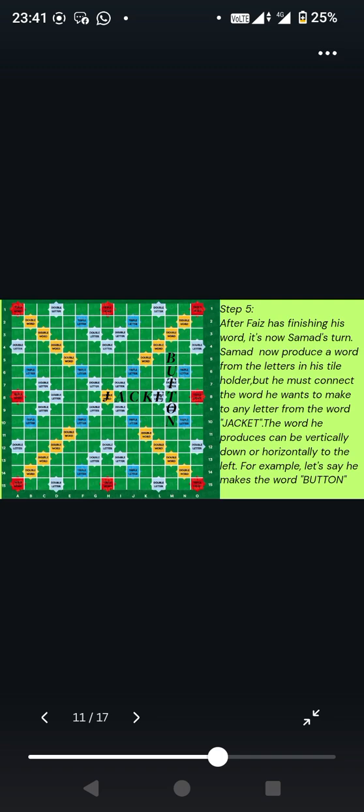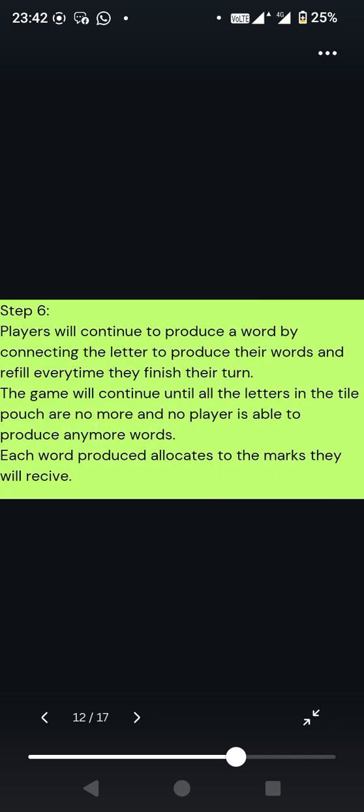You can also do any other word. For example, trying to connect it with A, or if the letter ends with J, you can also do it from top to bottom. Players will continue to produce words by connecting the letters and refill every time they finish their turn. The game will continue until all the letters in the tile pouch are no more and no player is able to produce any more words.